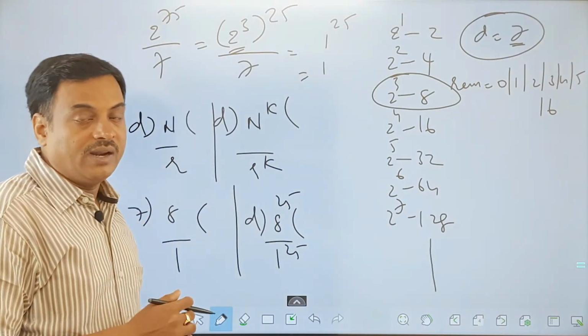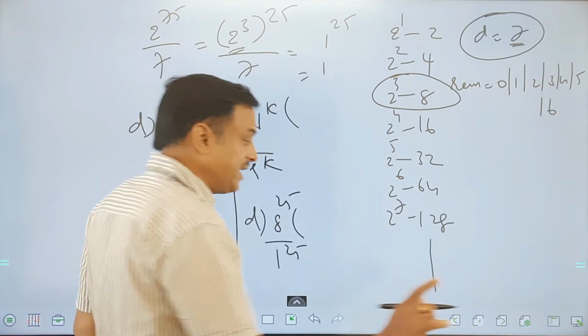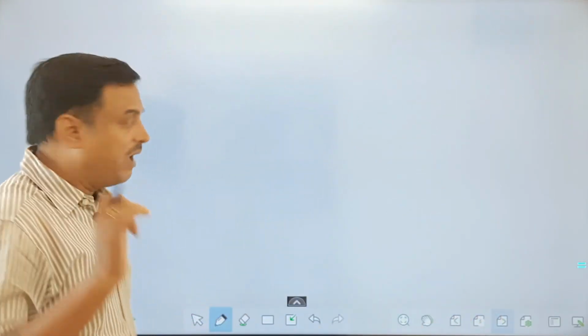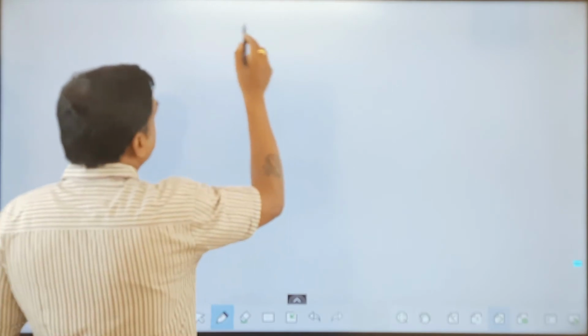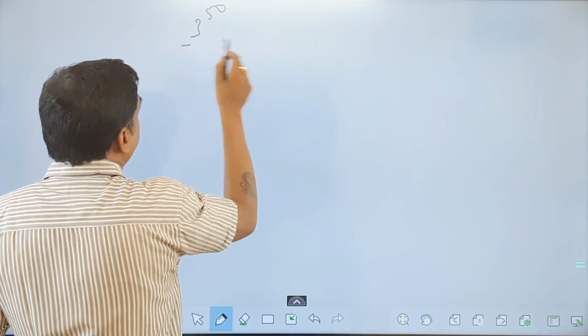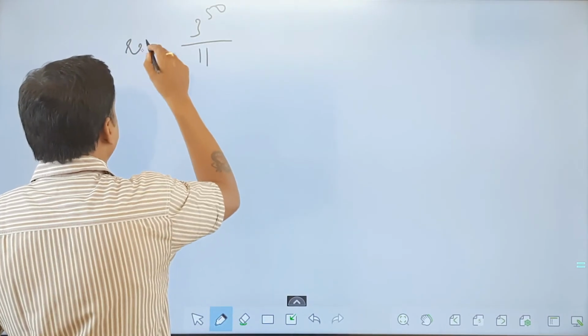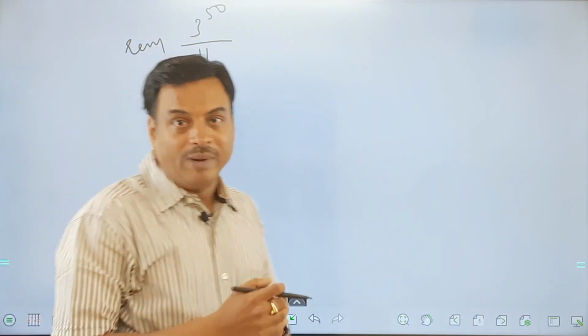Okay, all of you with this, right? So these are the questions. Next example. One more example. My question is, say, 3 to the power of 50 divided by 11, and the question is to find the remainder.